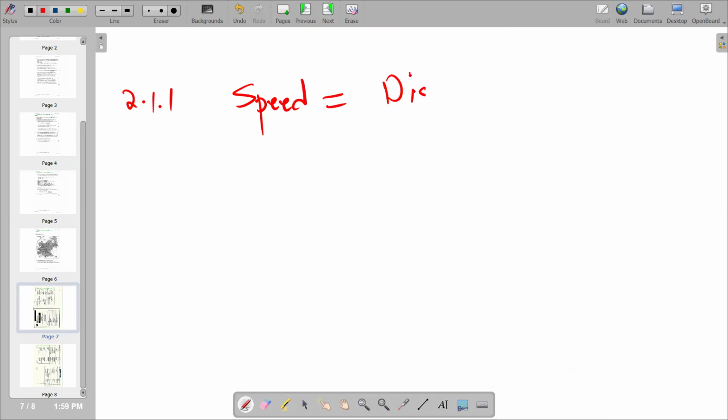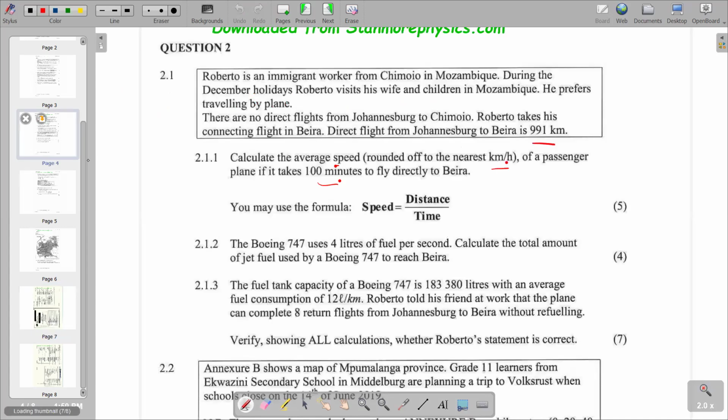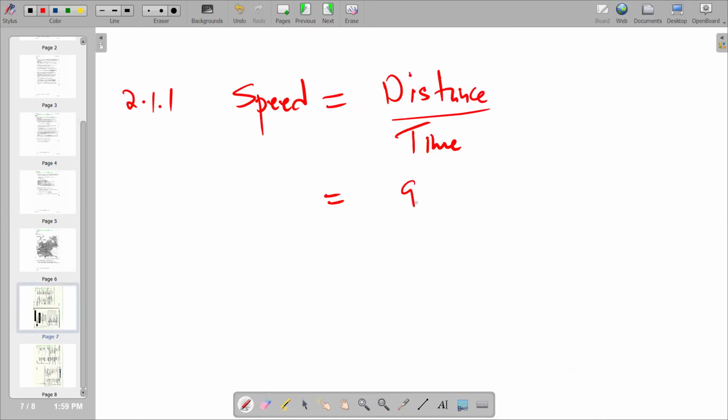Speed is equal to our distance over time. So in this sense, our distance, according to the information given, let's try to refer back. We have been given a distance of 991 kilometers. So this is our distance. And then our time, obviously, is 100 minutes. So we are saying distance, we've got 991 kilometers.